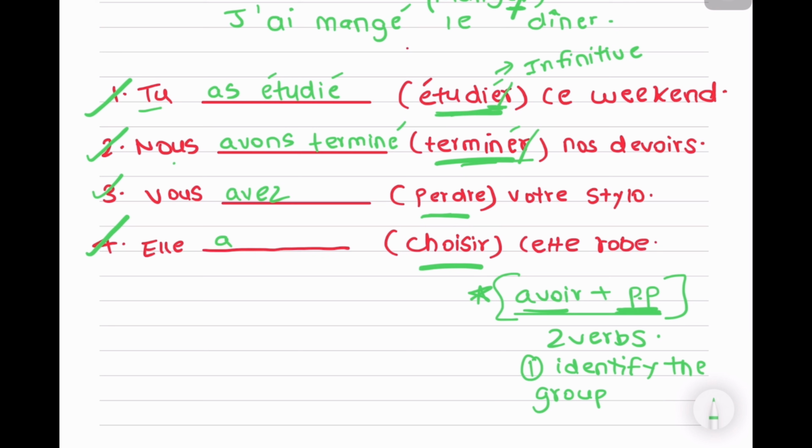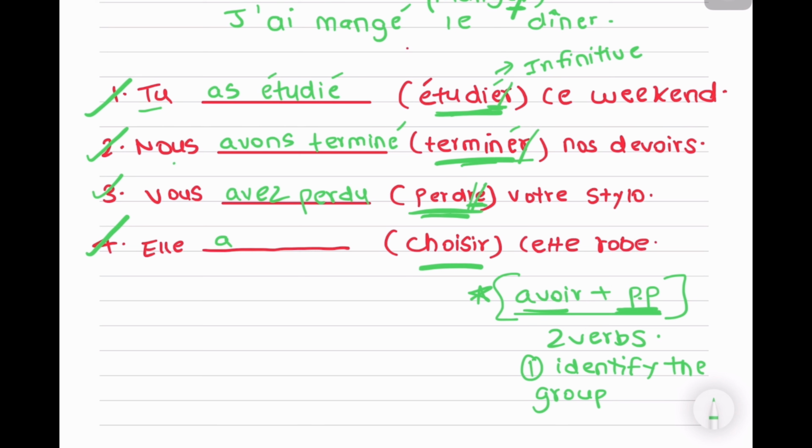Third sentence, perdre, to lose. Now this one is an RE verb, right? So what are the steps for an RE verb? First step, you cut off the R and the E. Second step, you add a U. So it becomes perdu. Vous avez perdu votre stylo. That means you lost your pen.